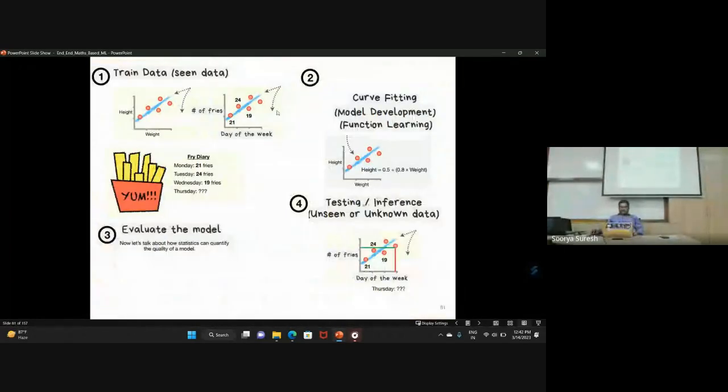See here, this is a line equation. Once we fit a line, assume the same problem we have, the number of French fries we are going to get on Thursday. These are the points. Assume that the first day we got 21, the second day 24, the third day 19, and how many are we going to get on Thursday? Once we are able to fit a line, we can project the x value into the equation and we will get the corresponding y value. So curve fitting, or model development, or function learning, is fitting this particular line so that we are able to find the answer for what we are going to get on Thursday.